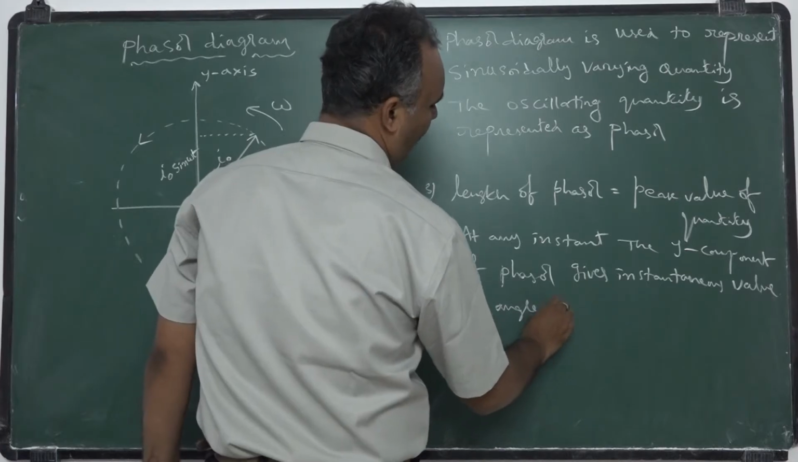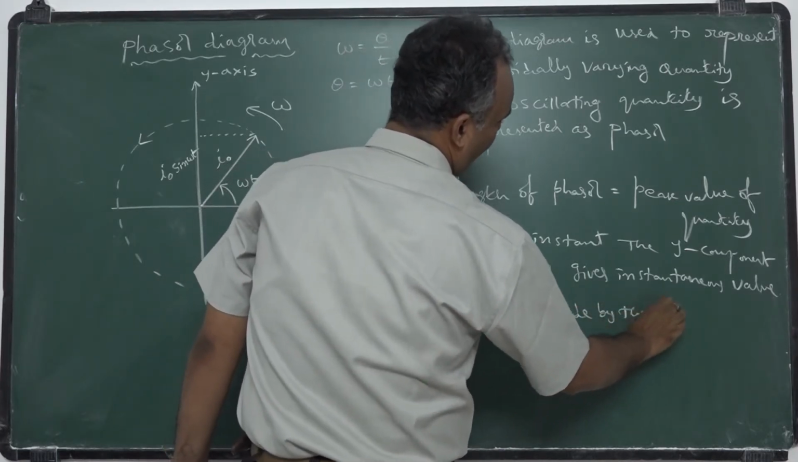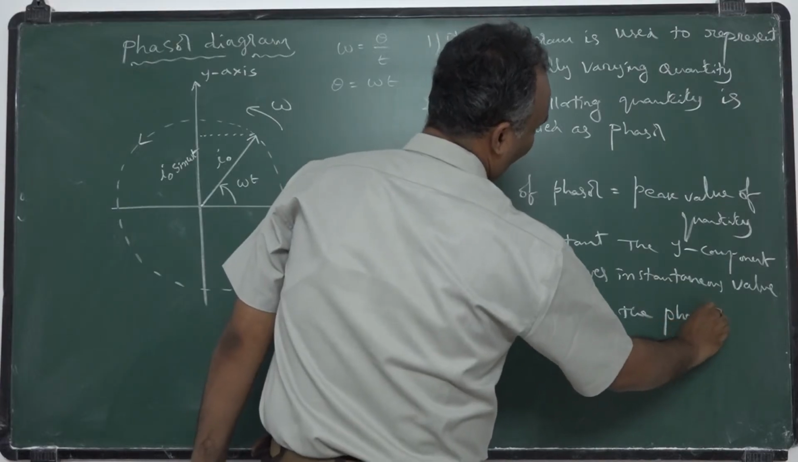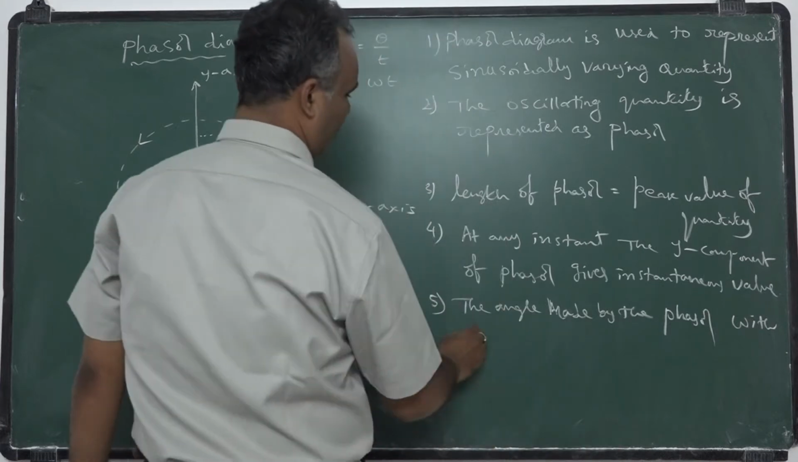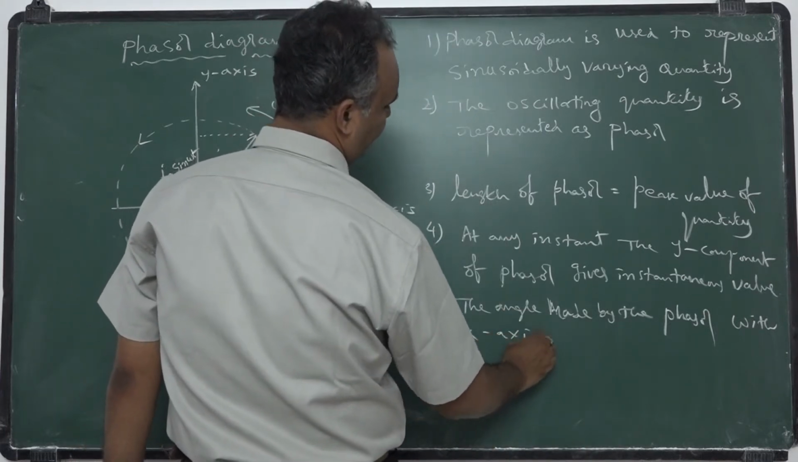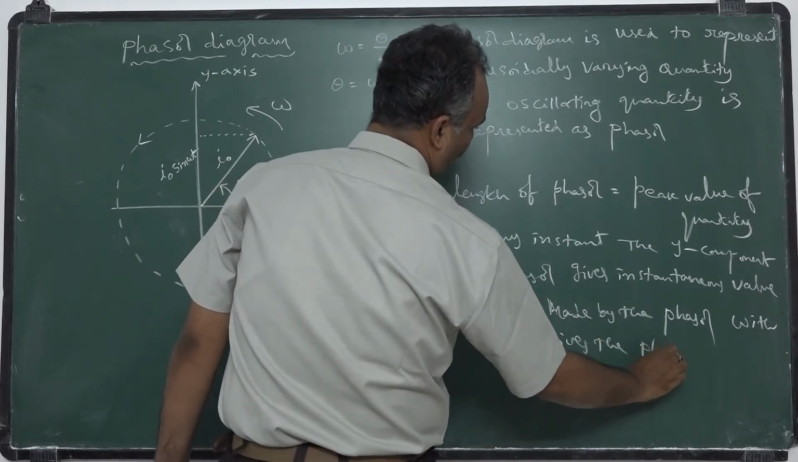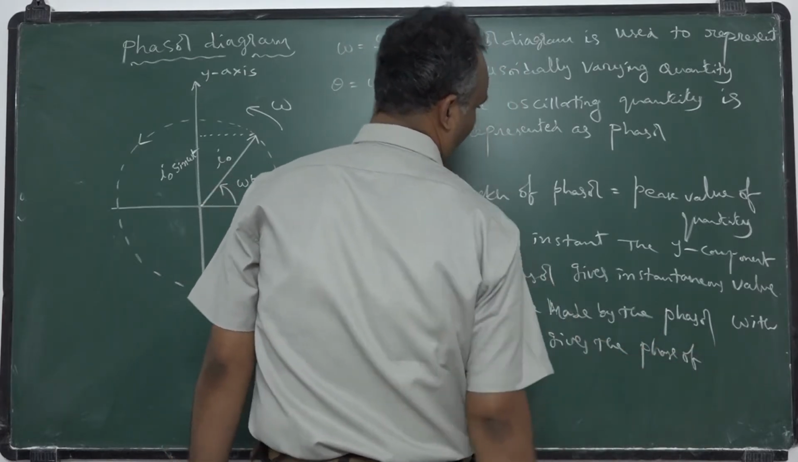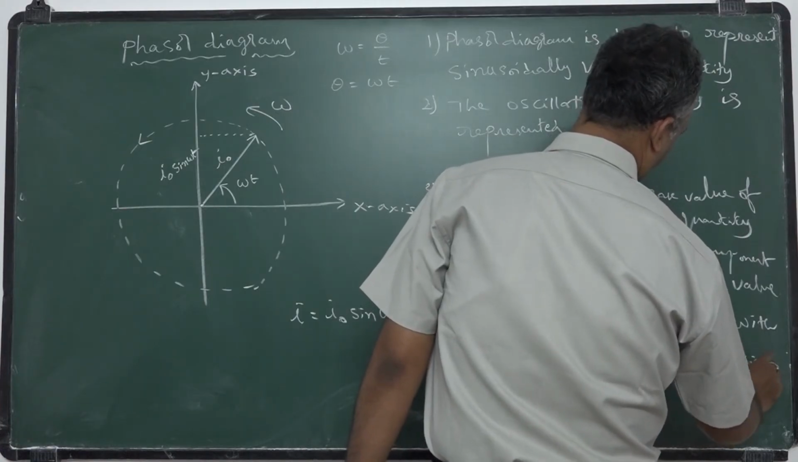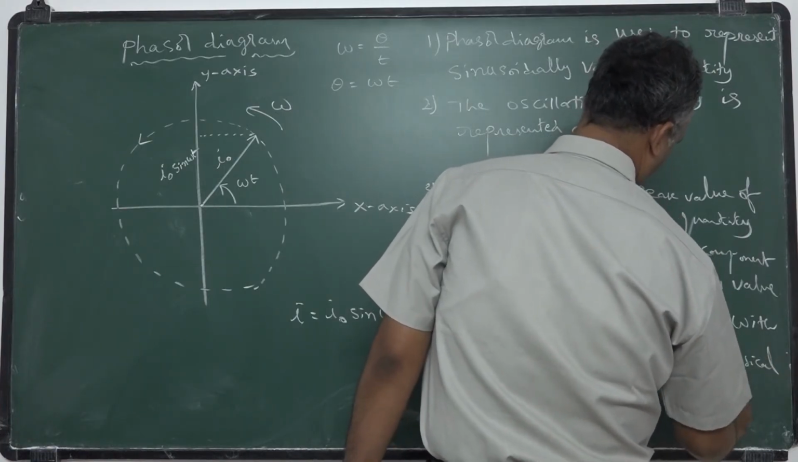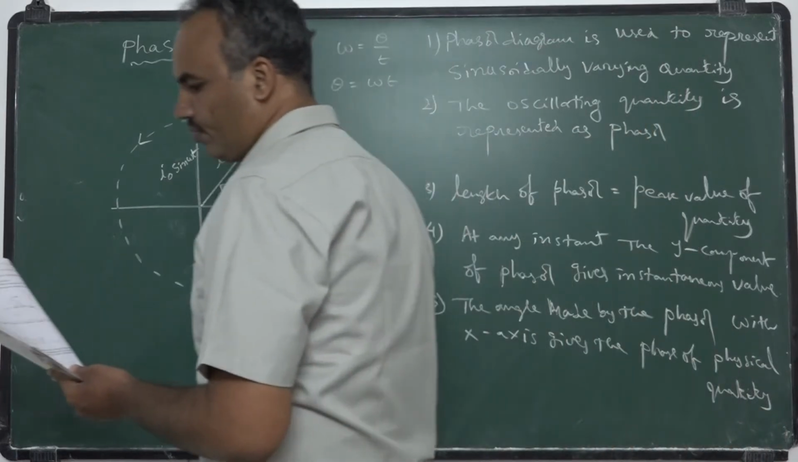The angle made by the phasor with x-axis gives the phase of the physical quantity. The phase of physical quantity.